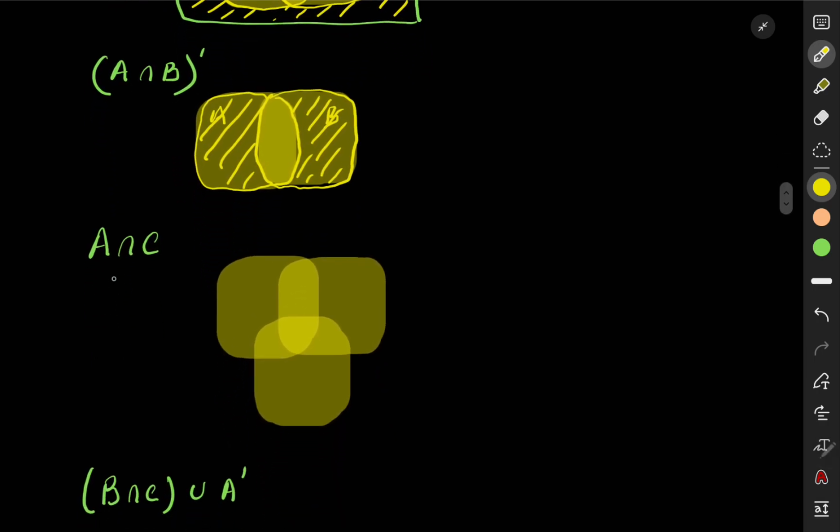A intersection C. This is the set A, this is B set, and this is C set. The common region of A and C is this one. If this is the set C and this is the set A, the common region between them is this one. So we shade only this region.